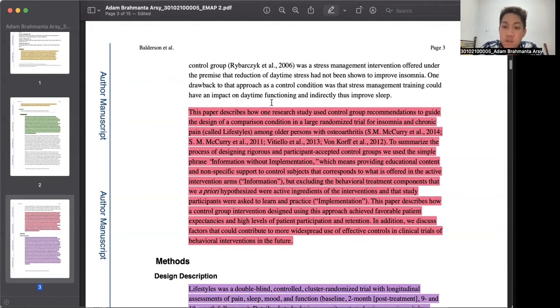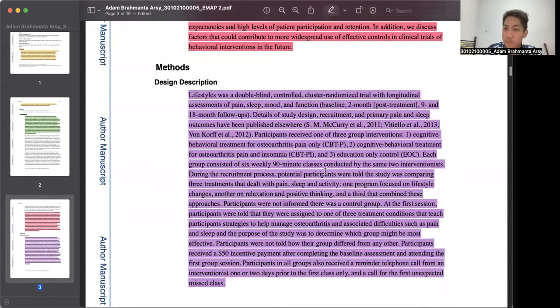These papers describe how a control group intervention designed using this approach achieved favorable patient expectancies and high levels of patient participation and retention. In addition, we discussed factors that could contribute to more widespread use of effective controls in clinical trials of behavioral interventions in the future.